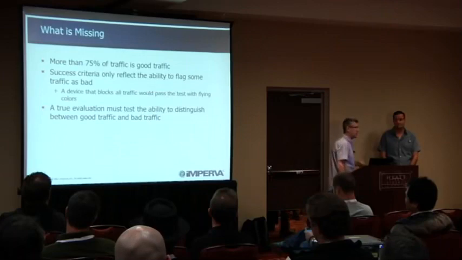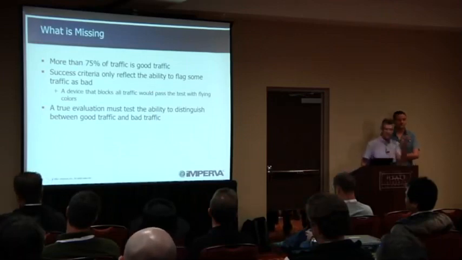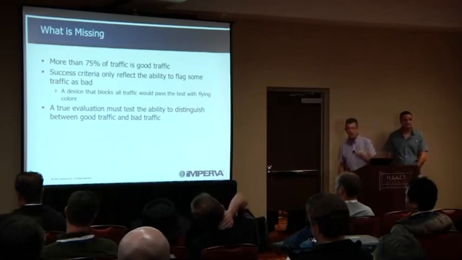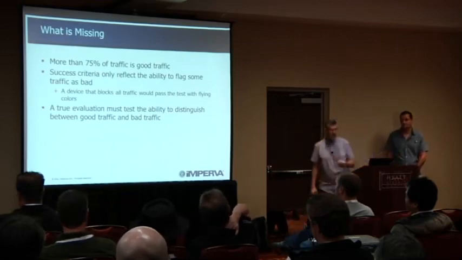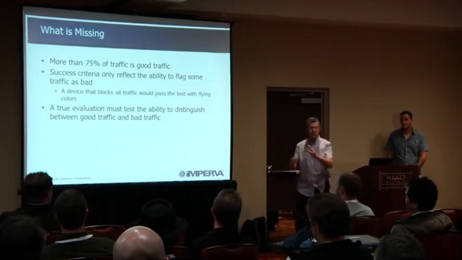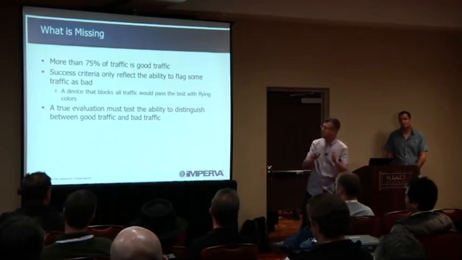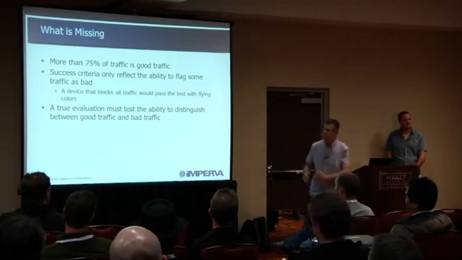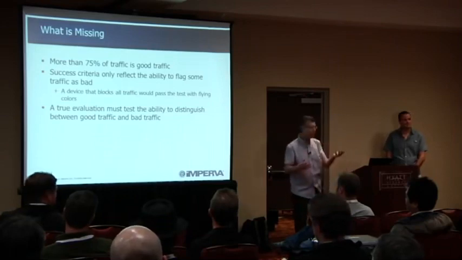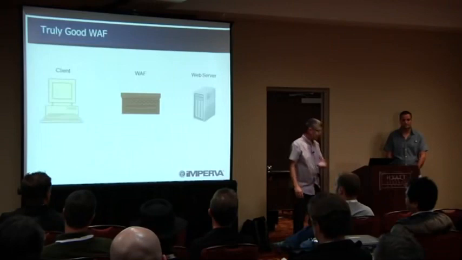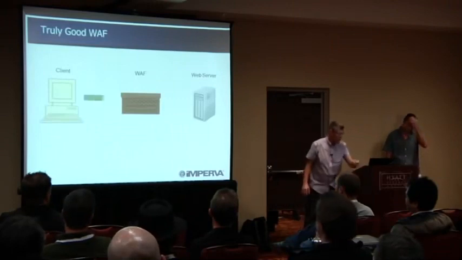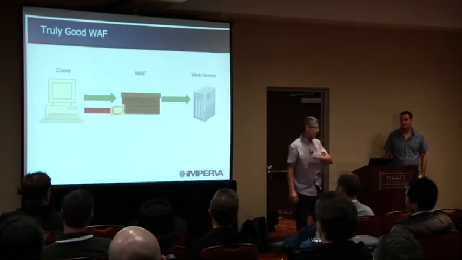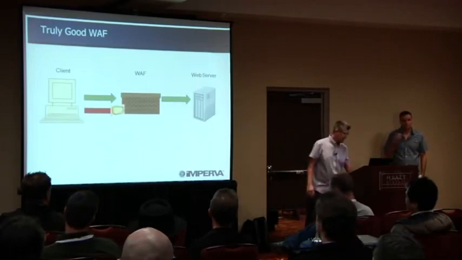Current success criteria only look at one side of this equation and reflect the ability to detect some of the traffic as bad traffic. A true evaluation must consider the other side, the ability to allow business continuity, the ability to distinguish between good traffic and bad traffic. So this is how a good web application firewall should look: allowing good traffic to pass and blocking only attack traffic.